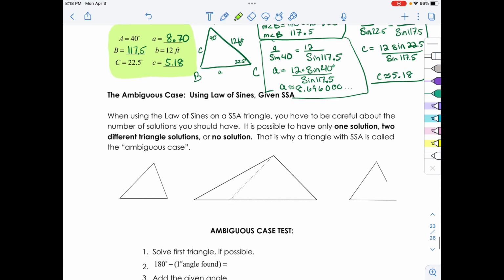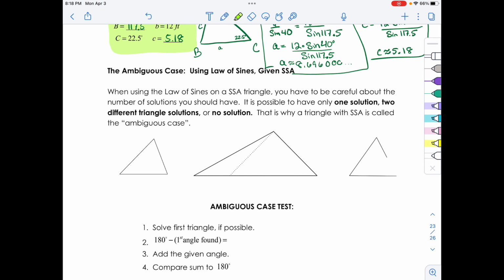So let's talk through this. In an angle, side, side triangle, the problem that you have is that we lock down the first angle, and we know how long this side is. But the third side right here, we have no idea. We know how long it is, but we have no idea where it swings. We don't know where it goes. And there are options for where it could hit.